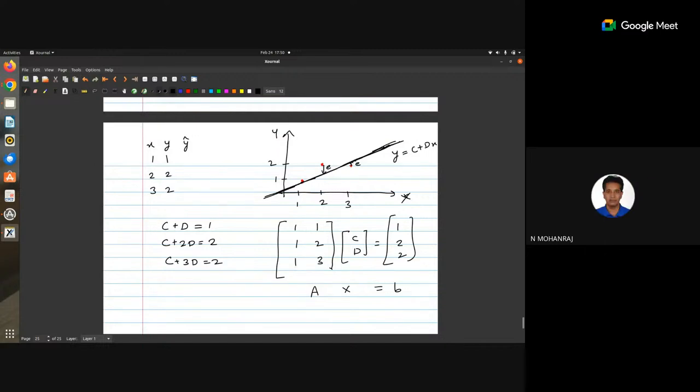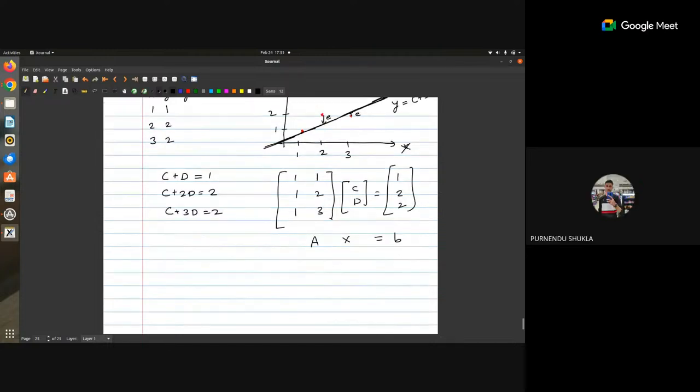So when there is an error, what do we do generally? You try to project it. The solution after projecting it is what? I think I told you in the previous class: A transpose A X hat equals A transpose B. This is the best solution we have. This will not give me the exact value of C and D. This will give me some approximate value, but that will give me the solution that satisfies this system of linear equations.